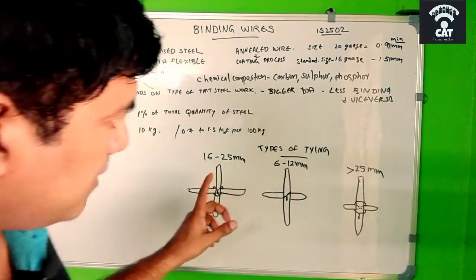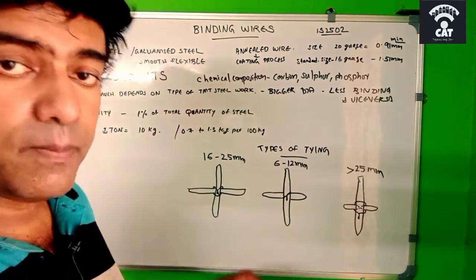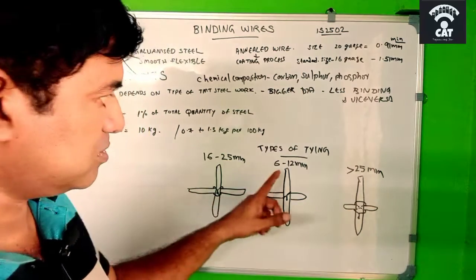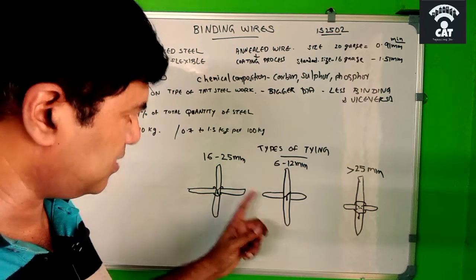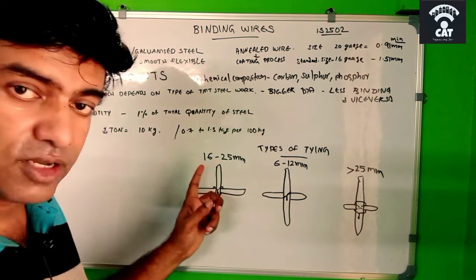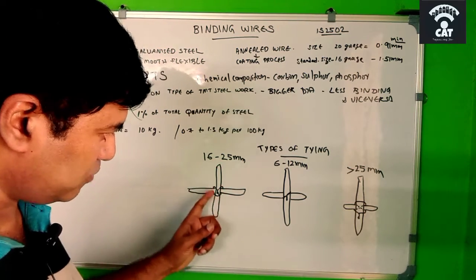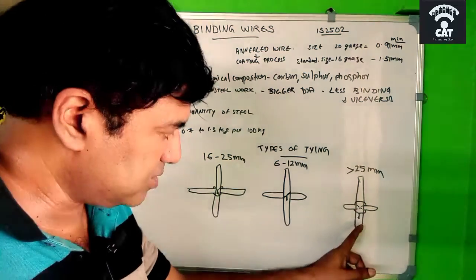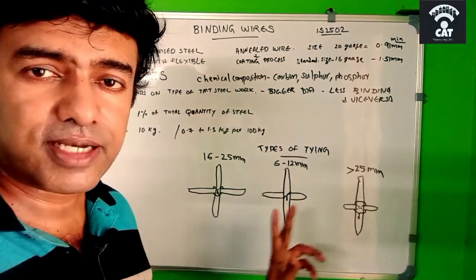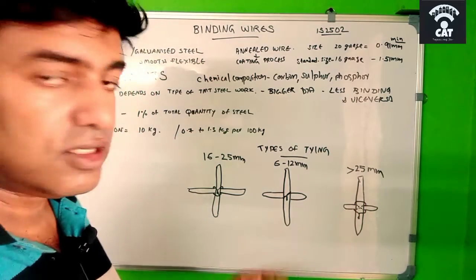And the different types of tying this binding wire are like this. For 6 to 12 mm, the tying is like this, only one side. For 16 and 25 mm, the bigger ones, the tying should be crosswise, like this. And above 25 mm, you have to tie like this. So these three types of tying are there for the binding wires.